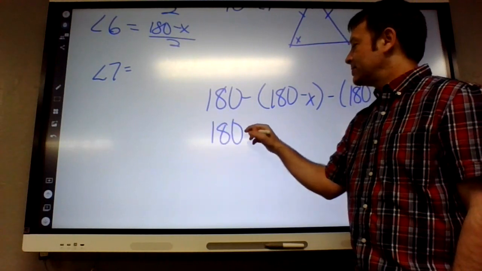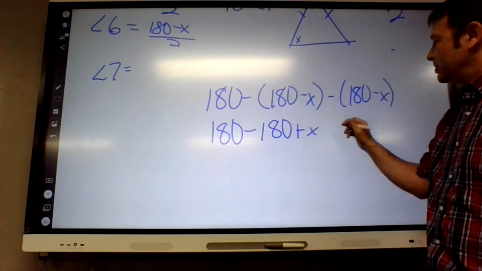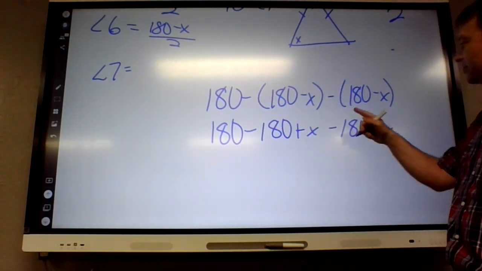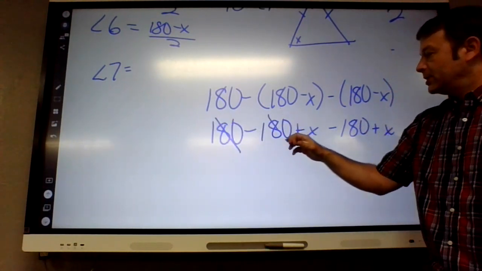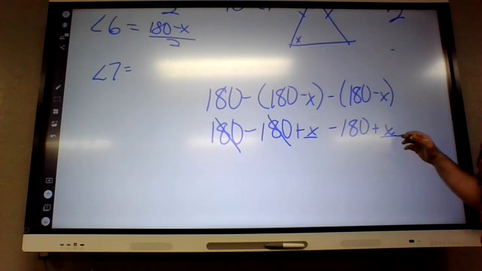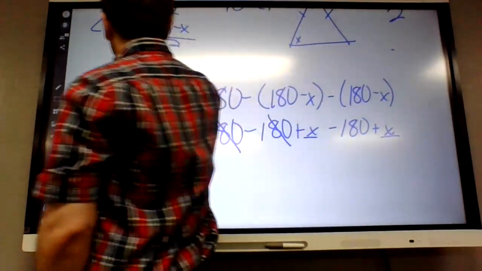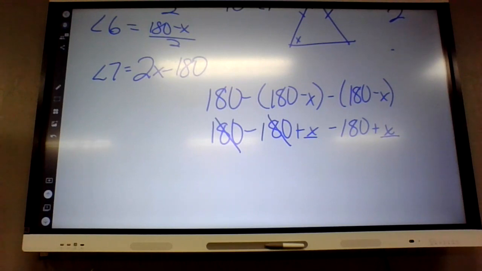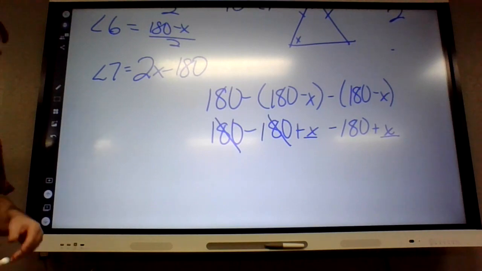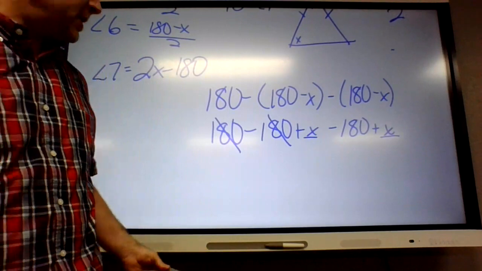Which means we kind of did this one already, you guys remember this part? But there's another thing over here. So what's going to happen to the 180s? Cancel. Those two go away. x plus x is 2x minus 180. Okay, 14 is very similar to that except you have actual numbers instead of just x's.